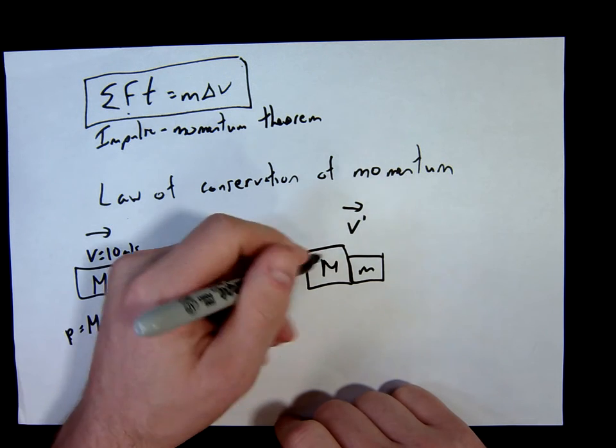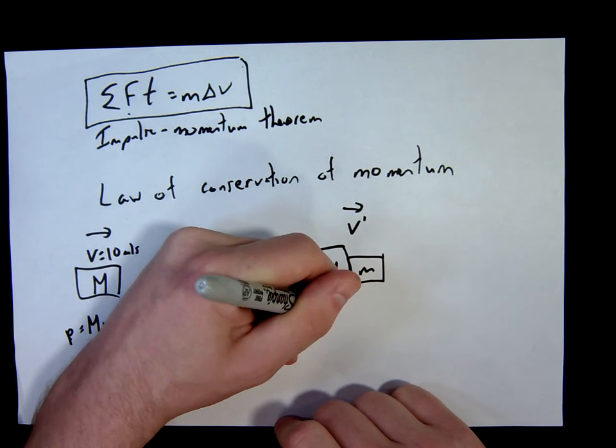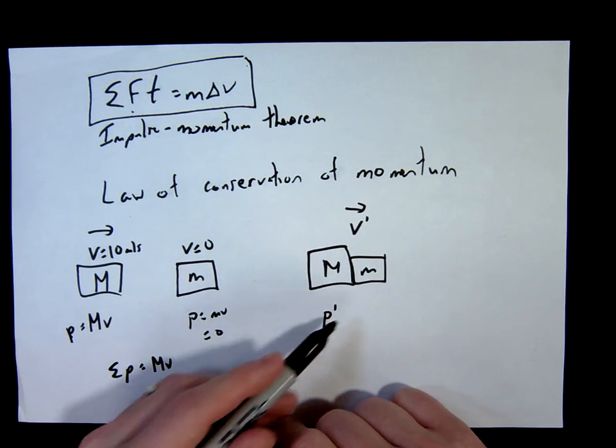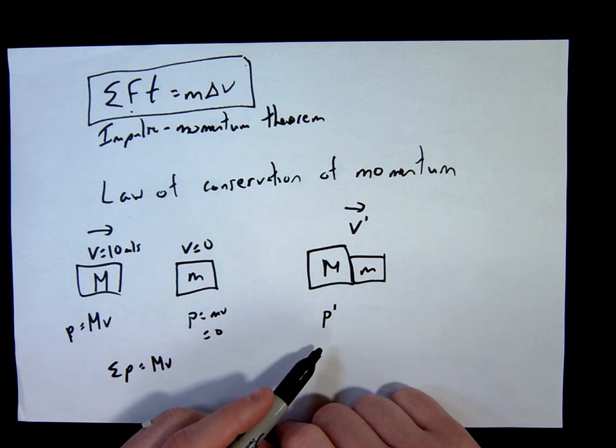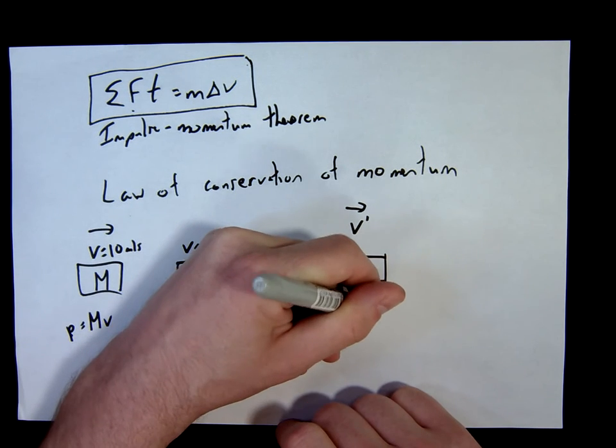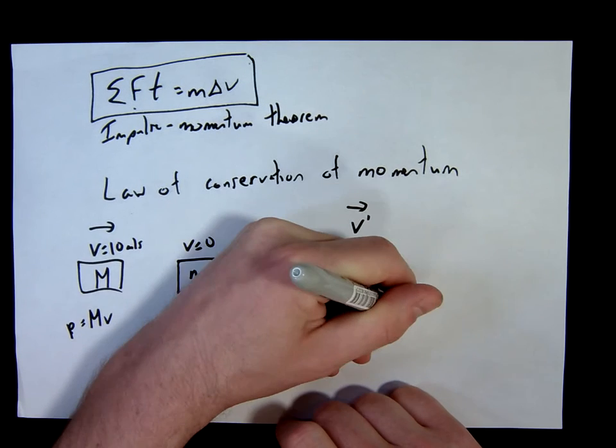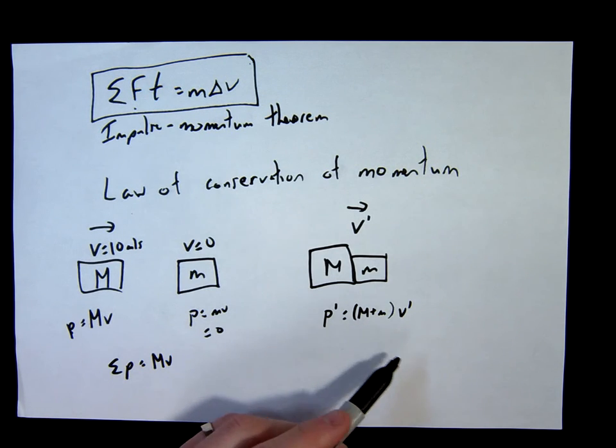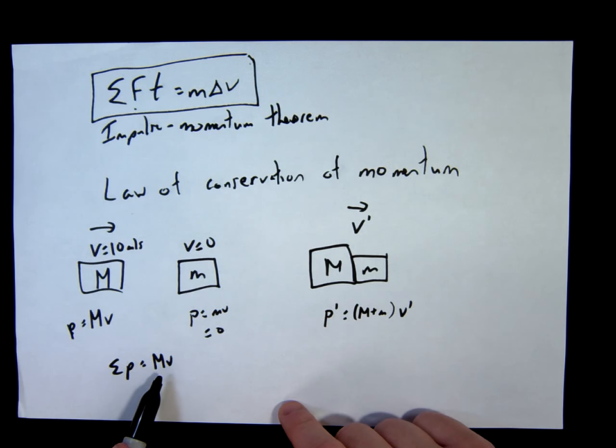The momentum here is going to be equal to, let's call it p prime for after. I'm using little primes for after. That's going to be equal to m plus M times v prime. This will be the momentum afterwards, but it has to equal this momentum before.